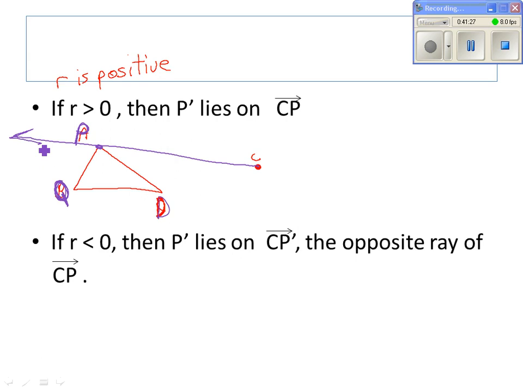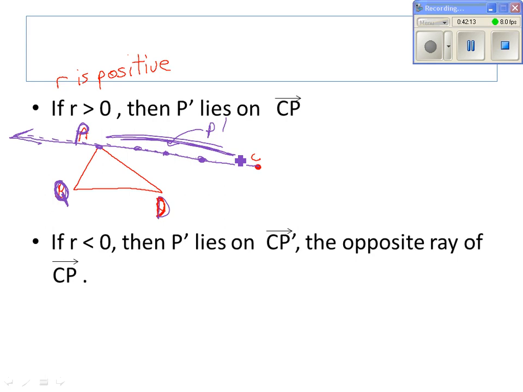If our R is greater than 0, if it's a positive number, whether it's a reduction or an enlargement, we don't know yet. But if it's bigger than 0, so positive, point P, or P prime, is going to fall somewhere on that ray. So P prime might be right here, could be right here, could be right here. Depends on what we're doing to it, what kind of enlargement or reduction we're doing to it. But it's going to fall on that ray somewhere.